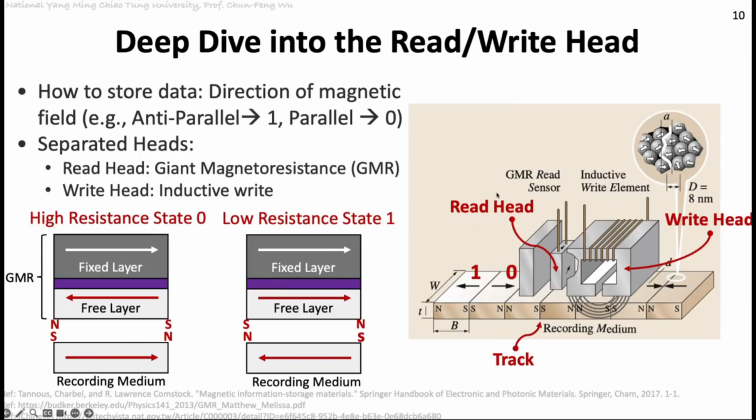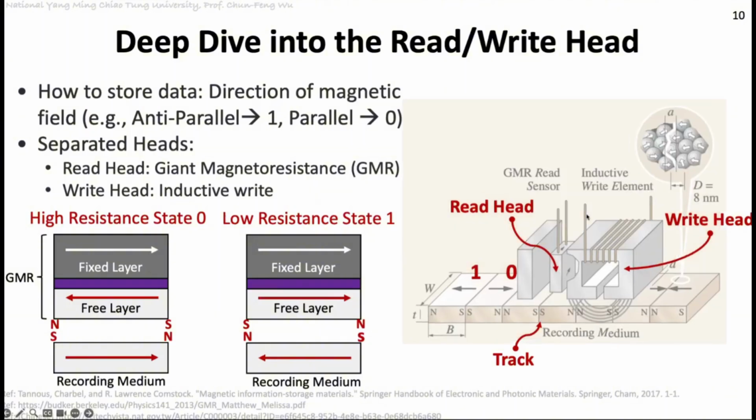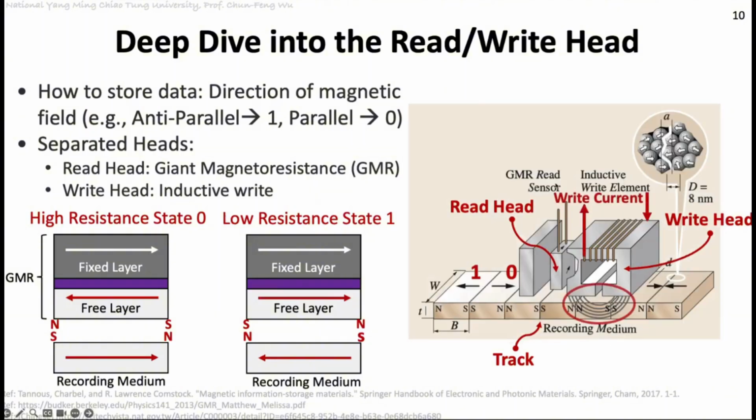Inductive write is about the current magnetic effect. If you give the current from here to here, according to the right hand rule, you can know there is a magnetic field. This is N and this is S. So with this N and this S, you will affect the recorded medium.